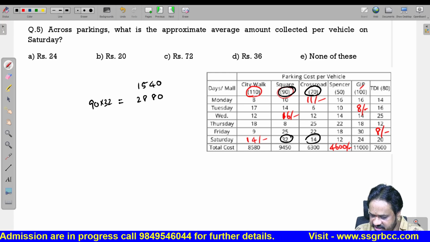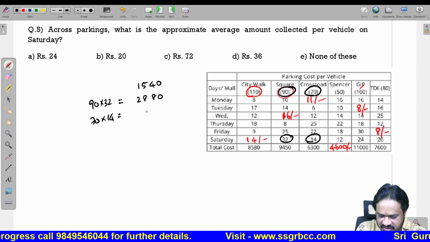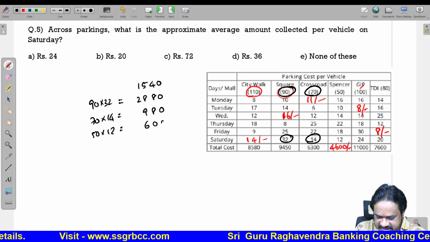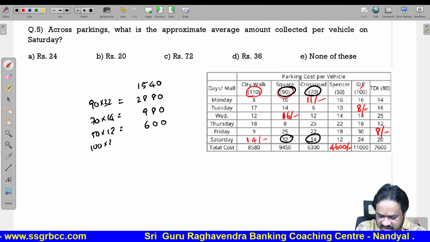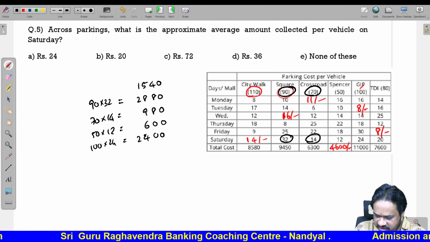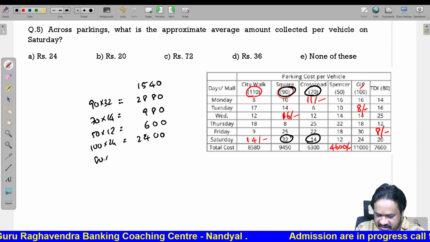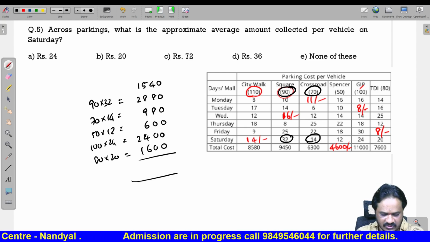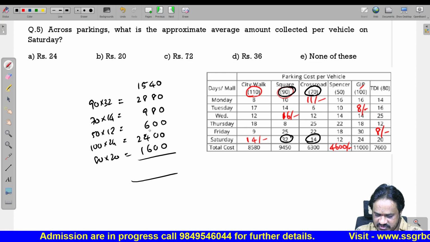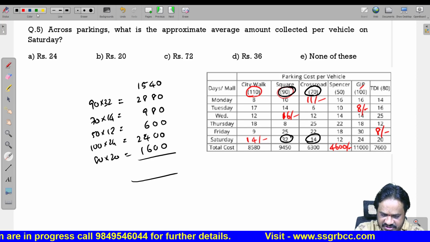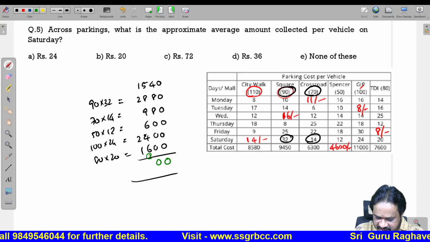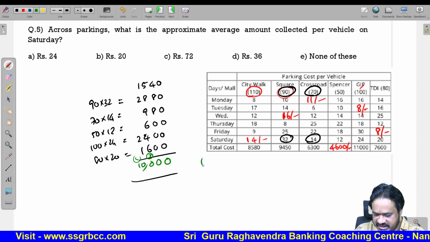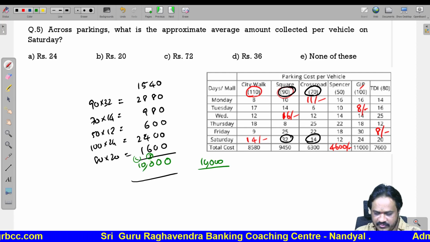Then next mall, 70 into 14, 980. Then next one, 50 into 12, that is 600. Next one, 100 into 24, that is 2400. This is of GIP. Last one, TDI, 80 into 20, that is 1600. Now if you take the total, how much are we going to get? It is 10,000 totally. Now divide by how many vehicles there are.